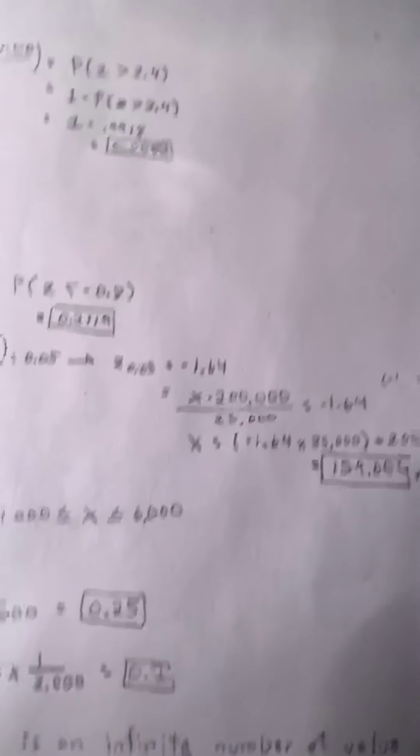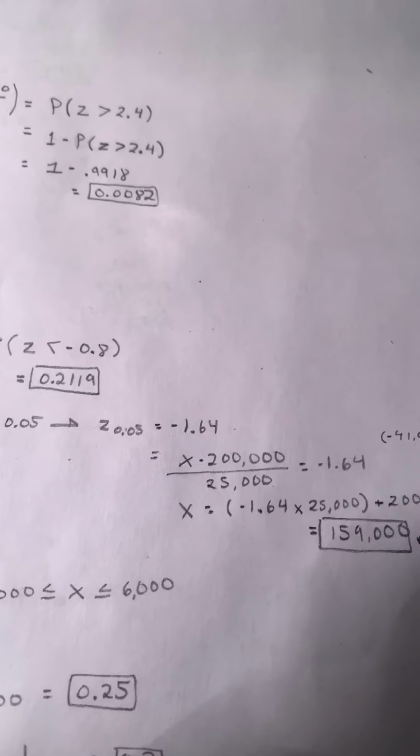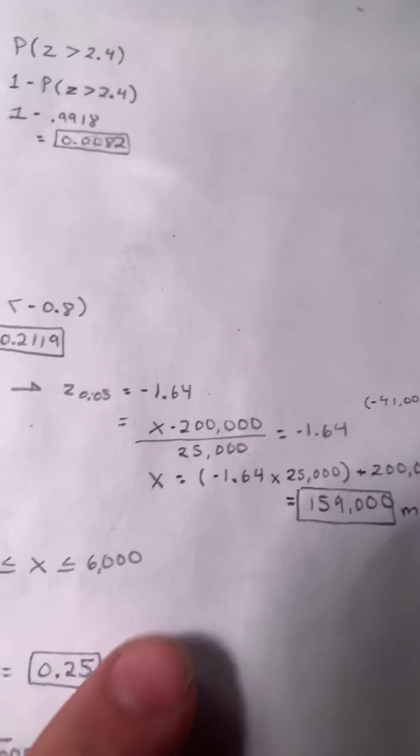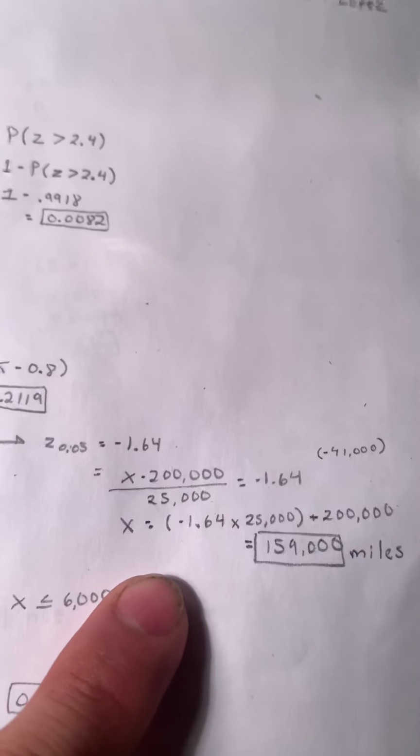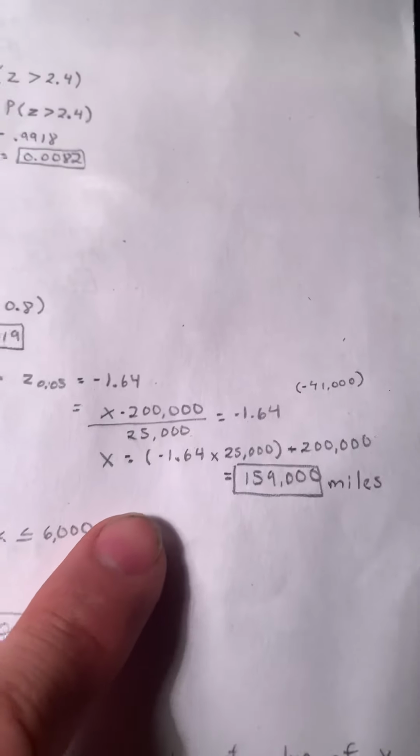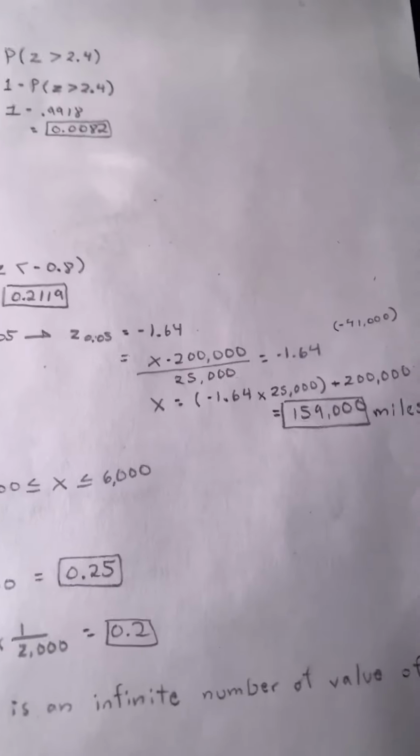You multiply both sides by 25,000, and 25,000 cancels out. And here at the bottom, you get negative 1.64 times 25,000. You move the 200,000 over, and our final answer is 159,000 miles.